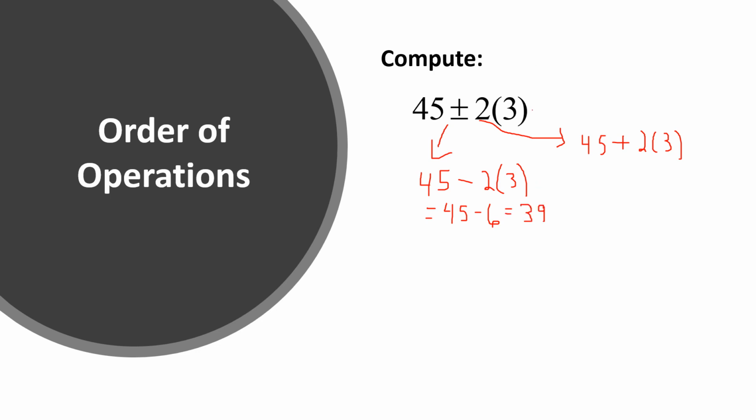So the first number is 39. The second number is 45 plus 2 times 3, or 45 plus 6. And 45 plus 6 is 51. That is our second number. This problem has two answers, 39 and 51.